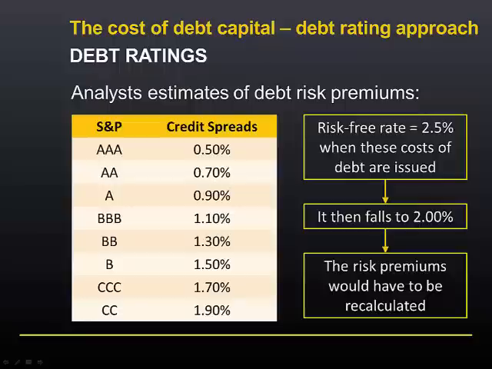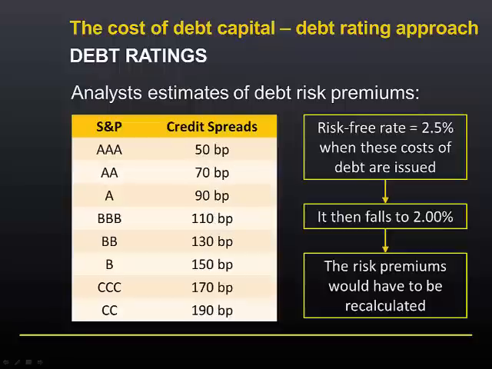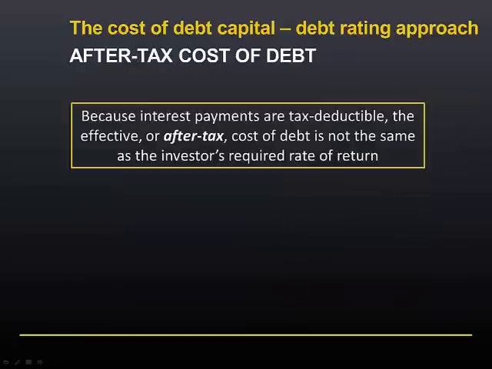To avoid this problem, instead of issuing outright interest rates, as we saw a moment ago, they issue credit spreads, which is the risk premium over and above the risk-free rate of return that is implied by a firm's cost of debt. There is one further problem. Because these credit spreads are expressed as percentages, they could be confused with outright costs of debt. So instead, analysts usually issue credit spreads in terms of basis points, where a basis point is 1/100th of a percent.